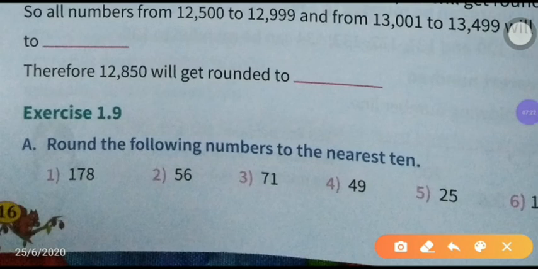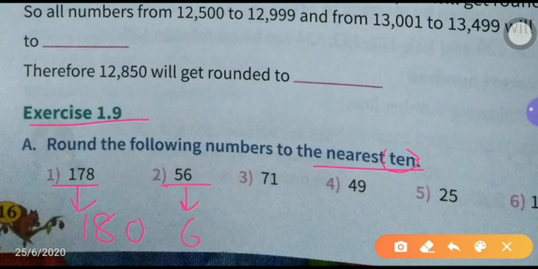Now Exercise 1.9. Round off the following numbers to the nearest tens. Here, this one, what will it become? 180. Nearest 10 we have to round off. In the ones place, 8 is there, more than 5, so 180. This one is what? 60. This one 70. Then this one, what? 50. This one 30.